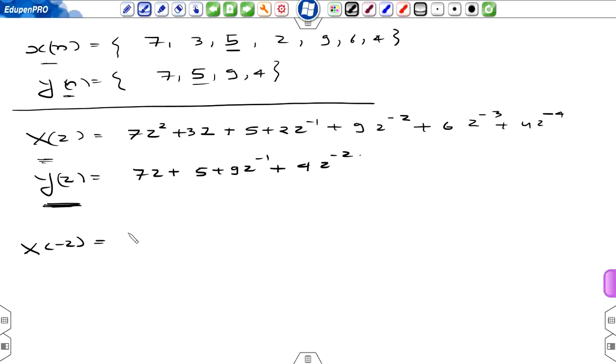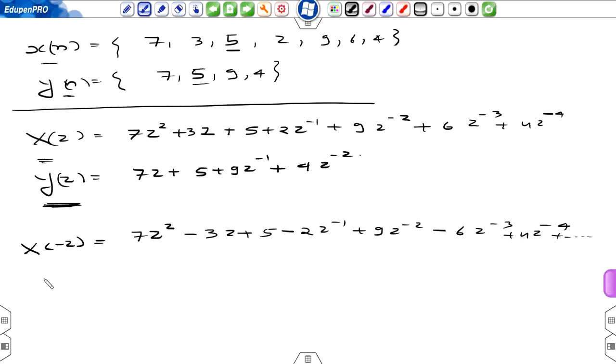minus z, that will be 7z^2 minus 3z plus 5 minus 2z^-1 plus 9z^-2 plus 6z^-3 plus 4z^-4, and then I add X(z) plus X(-z).